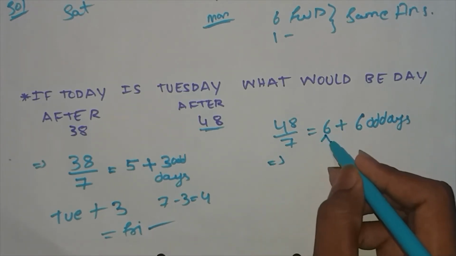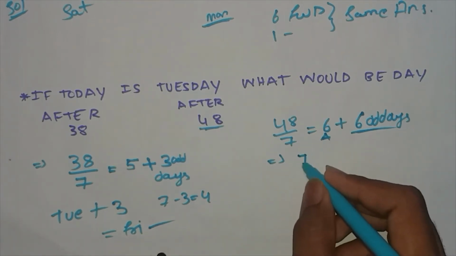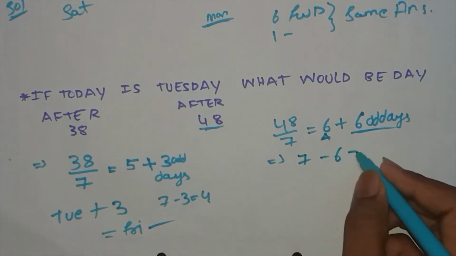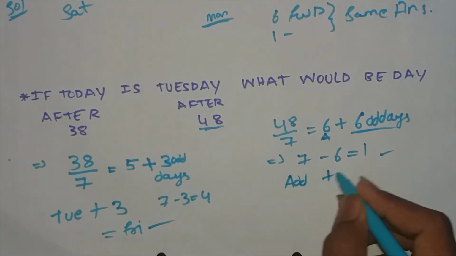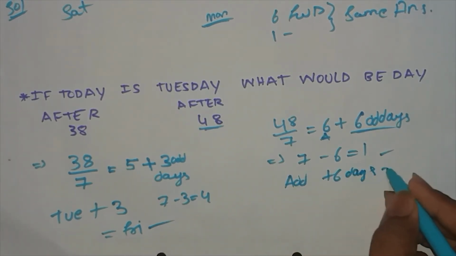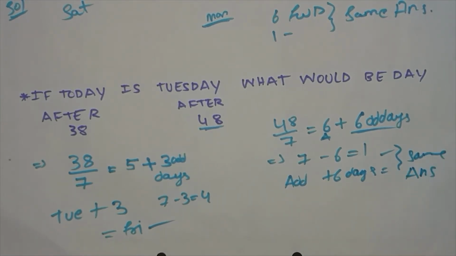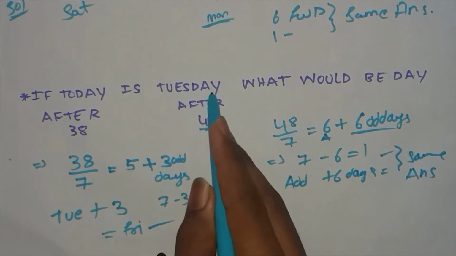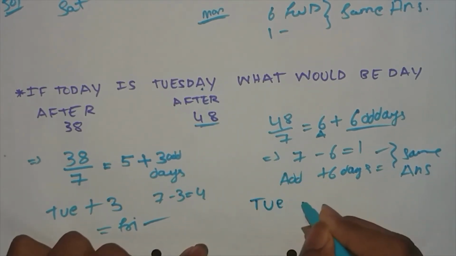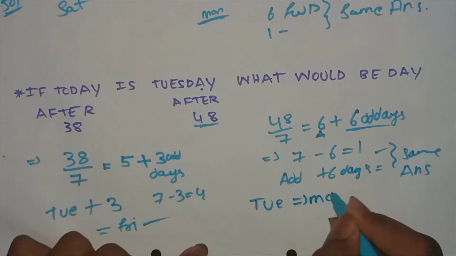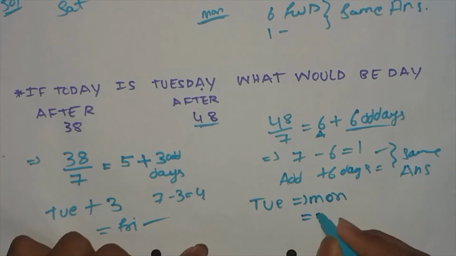So these are the 6 complete weeks plus 6 odd days I got. So I will write it as 7 minus 6 is equal to 1 gives me the same answer, or adding plus 6 days to the given day also gives me the same answer. Right, so what is the given day? The given day is Tuesday. So add plus 6 to Tuesday. It gives me Monday. Or subtract 1 from Tuesday. It also gives me Monday.